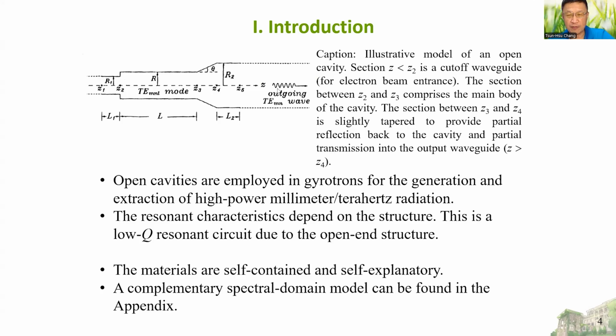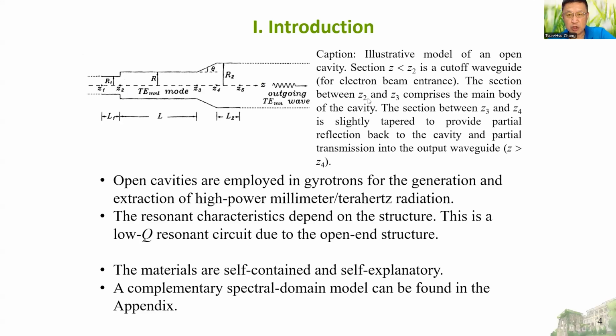This kind of structure is good for generation of high power radiation, such as the interaction structure of a gyrotron or electron spectrometer. The caption shown here: illustrative model of an open cavity. The section less than Z2 is a cut-off waveguide for the electron beam. So in this section it is cut off. The electron beam can enter, the electron beam entrance.